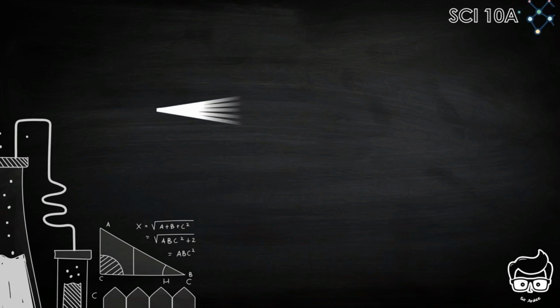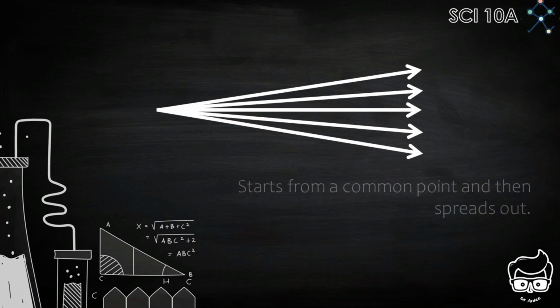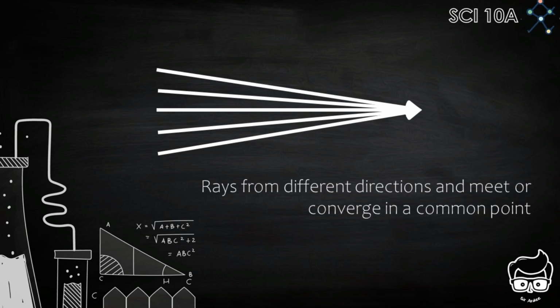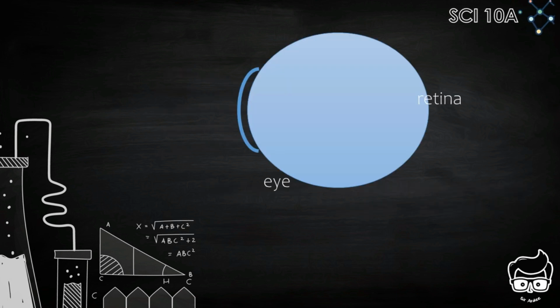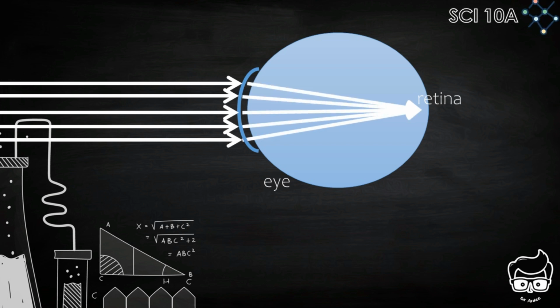Next, we have divergent beam. Divergent beam is another type of beam of light. Divergent beam starts from a common point and then spreads out, just like what we can observe in a projector. Last, we have the convergent beam. This happens when all rays come from different directions and they all converge or meet at a common point. Example, inside the eye there is a retina, and all light that passes from the lens converge in retina. The meeting point of all the rays is called focus.